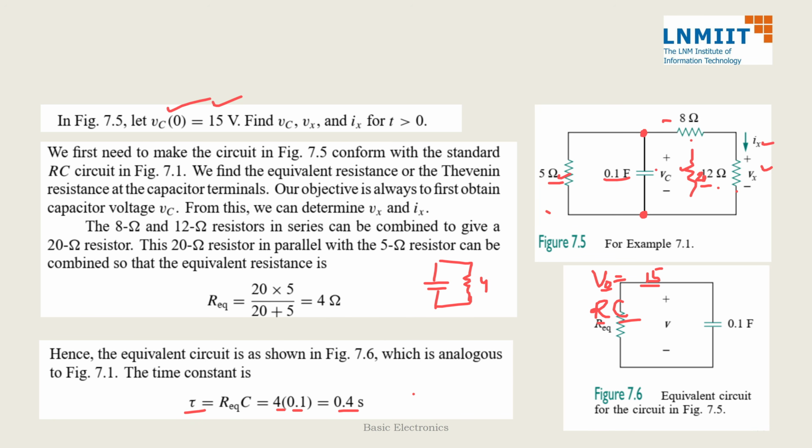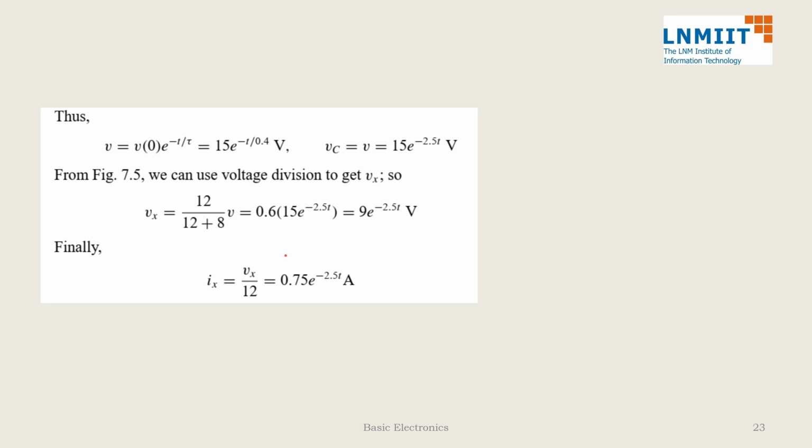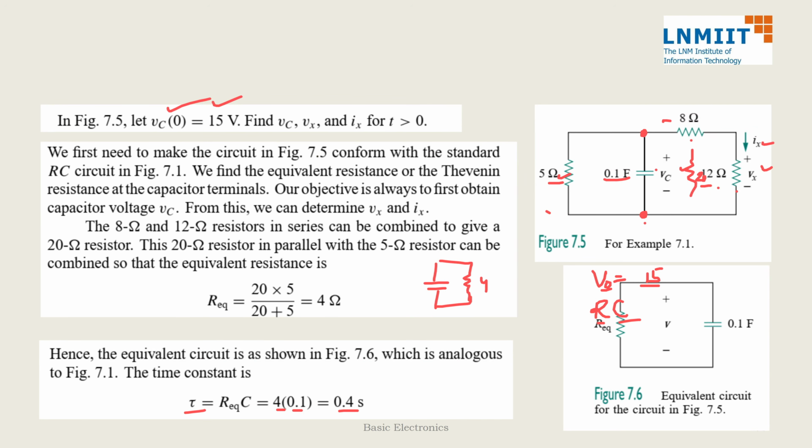I already had the value of V naught, and then I can easily get V naught e raised to power minus t by tau. 0.4 in the denominator will become 2.5 in the numerator. So this is my voltage across capacitor. Now come back to the question.